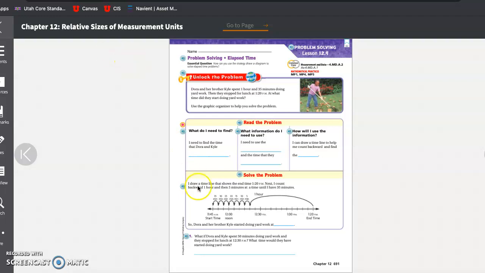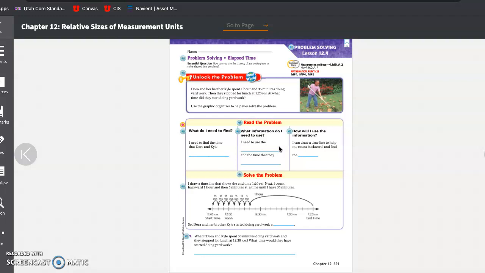Okay, so if we just go through these, it says I need to find the time that Dora and Kyle started doing yard work. Good. What information do I need to use? I need to use the elapsed time. That's the math vocabulary word, elapsed time, time that has already passed. And the time that they stopped for lunch. How will I use this information? I can draw a timeline to help me count backwards and find the start time. Okay, so we need to find the start time.